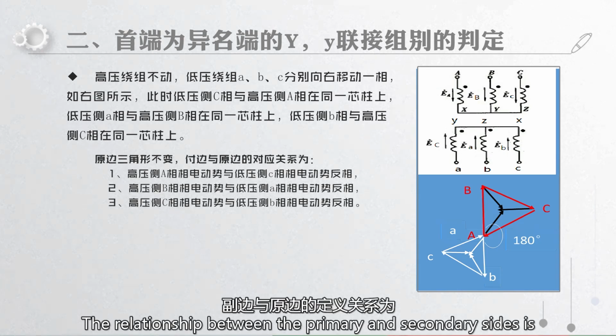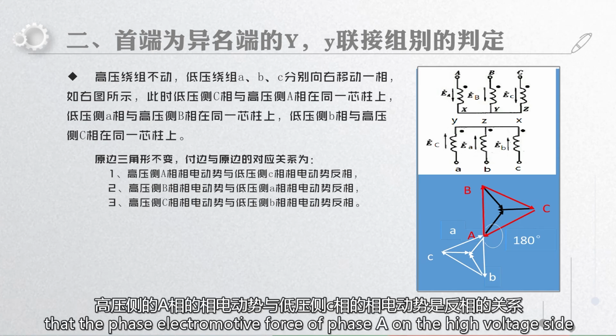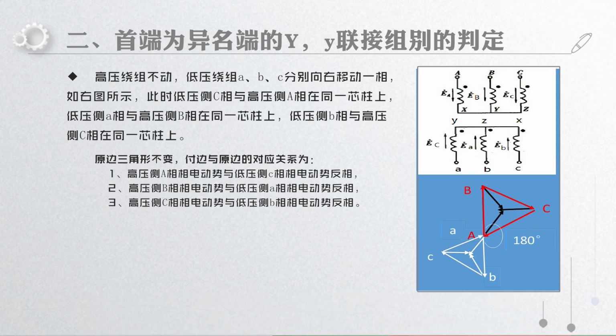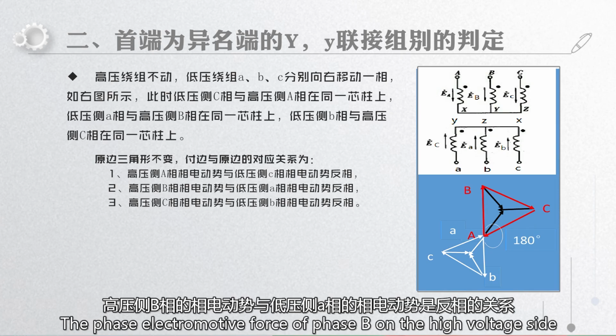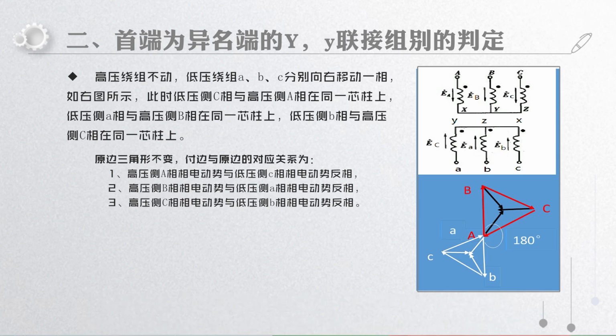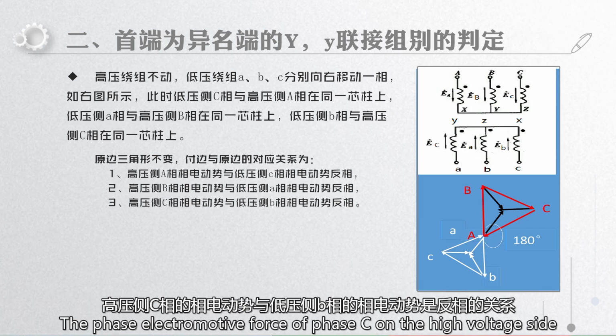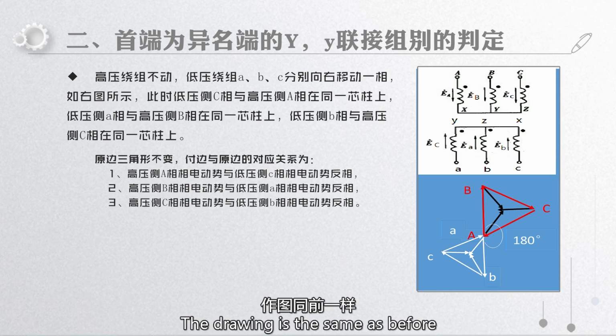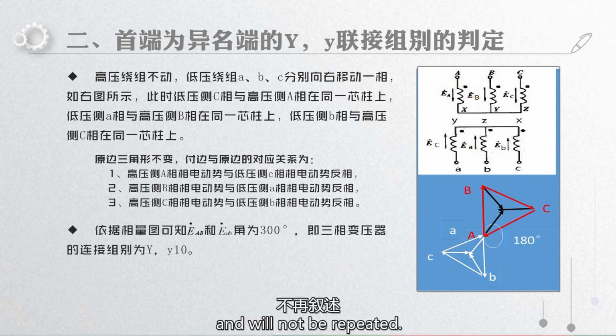The relationship between the primary and secondary sides is that the phase electromotive force of phase A on the high voltage side is out of phase with that of phase C on the low voltage side. The phase electromotive force of phase B on the high voltage side is out of phase with that of phase A on the low voltage side. The phase electromotive force of phase C on the high voltage side is out of phase with that of phase B on the low voltage side. The drawing is the same as before and will not be repeated.